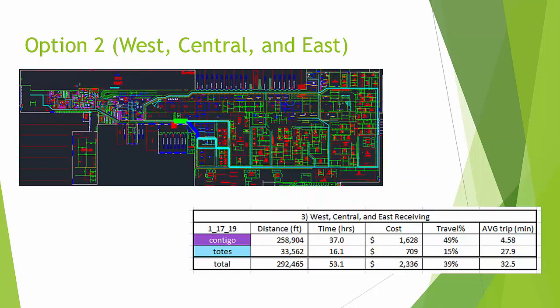And then here's the congestion diagram. We were able to find the distances, the time, and the cost for all of these as well. And as you can see, there are some aisles that are being used a little bit more than what they currently would be at the current state. And then here's option 3.